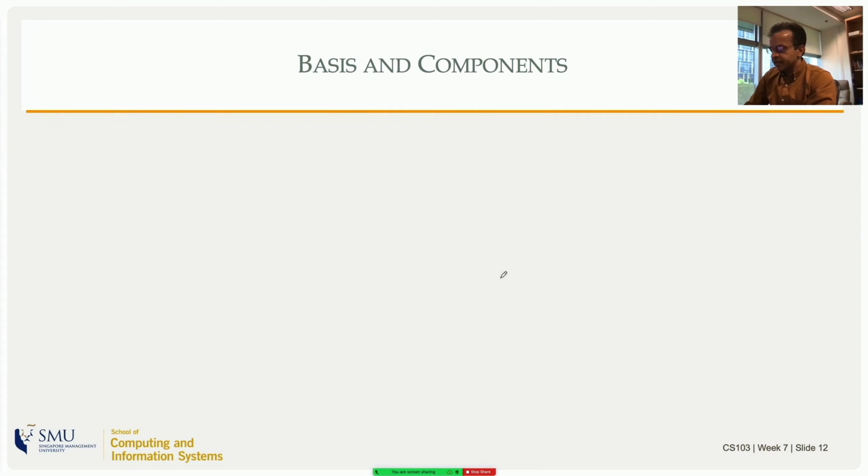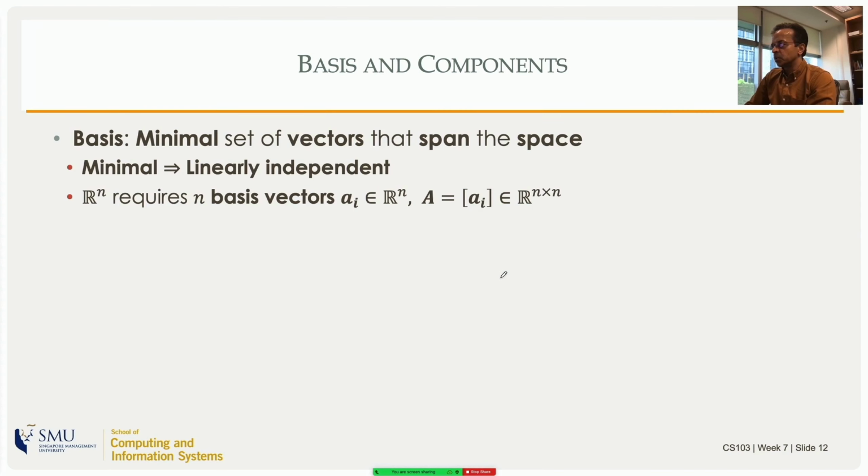So let's recap basis and components once more. A basis, as you know, is the minimal set of vectors to span that space, which means the basis vectors are linearly independent. Otherwise, it won't be a minimal set. The moment you have a basis, any vector in that space can be expressed as a linear combination of these vectors in the basis set. That's the reason why these things are called the basis.